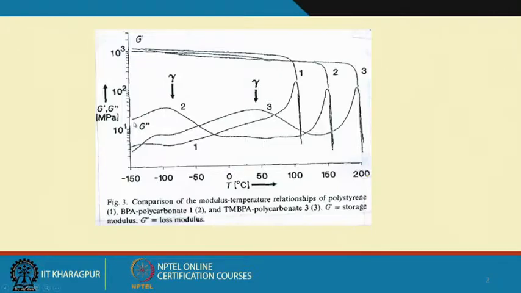The loss modulus though is very important to keep in mind. You will see here, curve number 2 is the loss modulus for bisphenol A polycarbonate. This shows a peak here, which indicates some kind of relaxation. In this case it is called gamma relaxation, and this signifies some kind of motion, maybe involving 2 or 3 atoms. So, this shows an absorption of energy around this particular temperature. Around minus 100 degrees Celsius you have some peak.